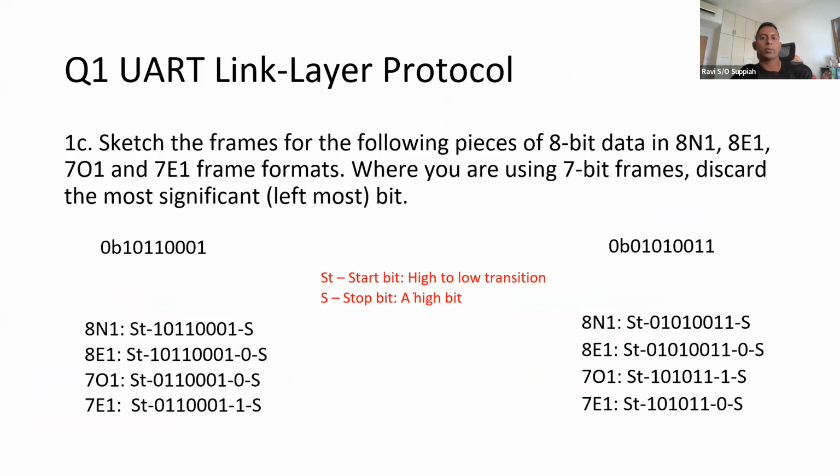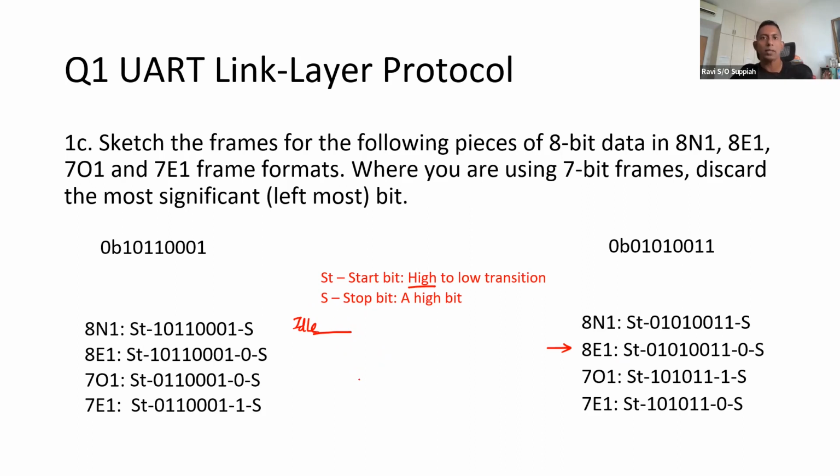This one is quite straightforward: sketch the frame. You can just take one example here. If you notice, the start is always a high, because the idle line is always high. By default, when you hook your serial line up to an oscilloscope, you will realize that it is always high.